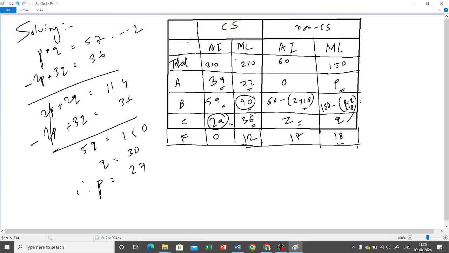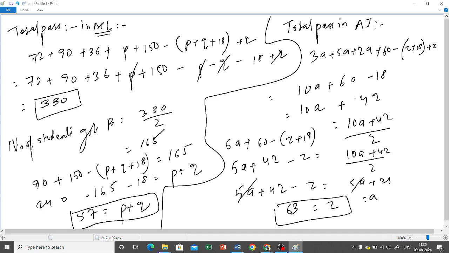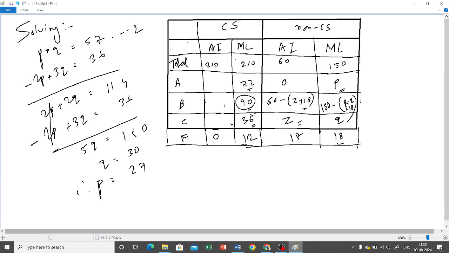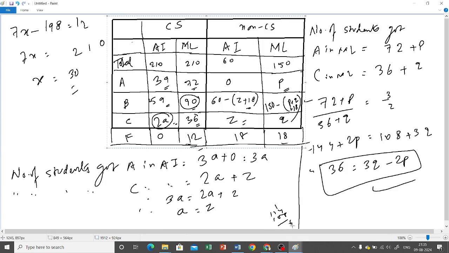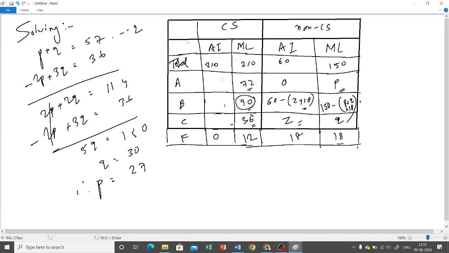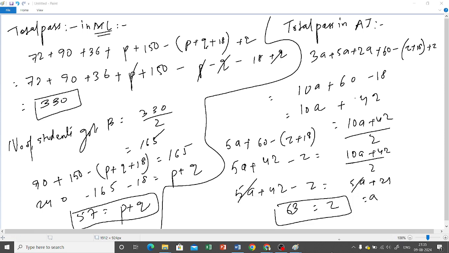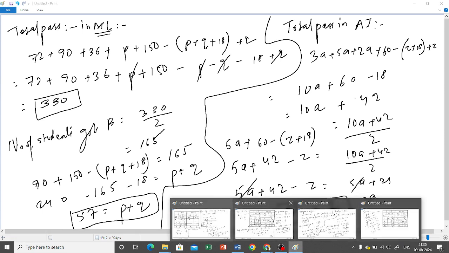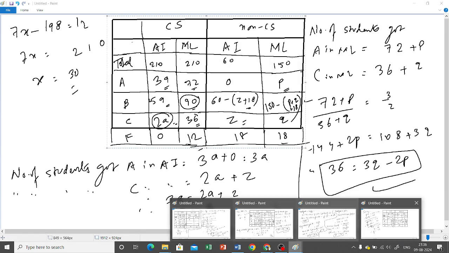All the boxes of the table got filled up. 3a, 5a. Okay, now what was the value of a? The value of a was 63. So that means this was 3a, 3a, 5a, 2a. So 3a is 63, this is 63, right? 3a, okay.